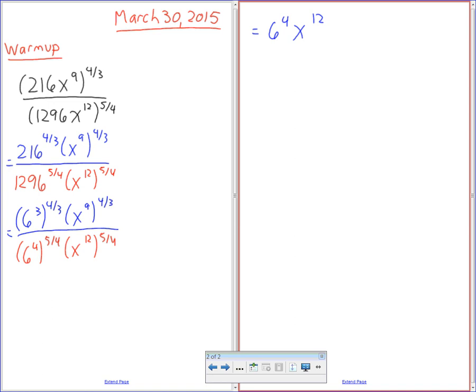All right, can someone be brave and simplify the denominator? Go ahead. x to the 15. Okay, wonderful. 12 times 5 is 60, 60 divided by 4 is 15. All right, can someone be brave and give me the last 2 steps?